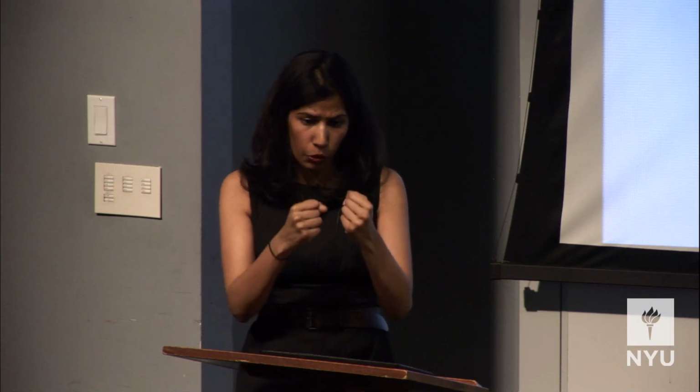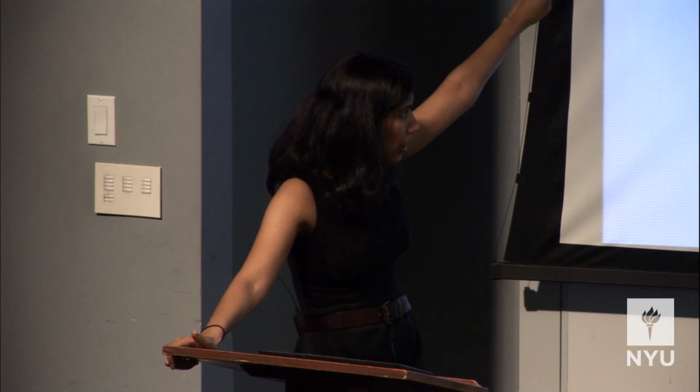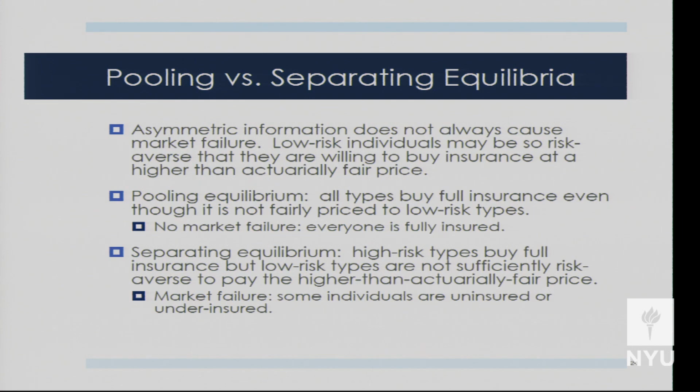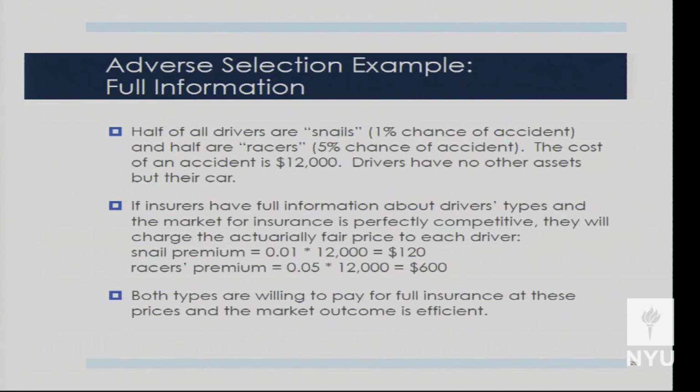That inability for the information to be fully shared leads to the market failure that, in a separating equilibrium, leads to some people being uninsured, and that's the market failure. If we have risk-averse enough low-risk types, then we have a pooling equilibrium and we're fine. We're fine.